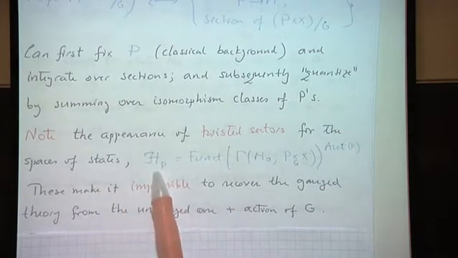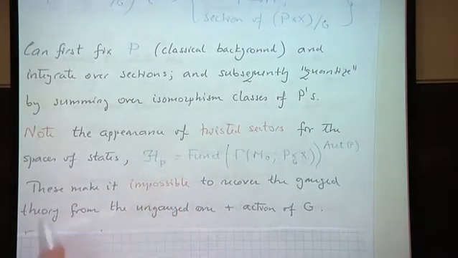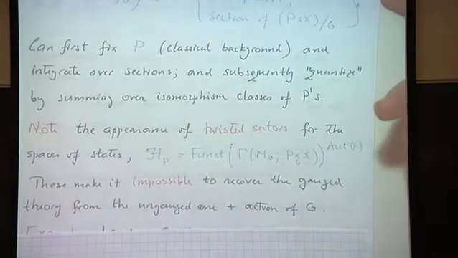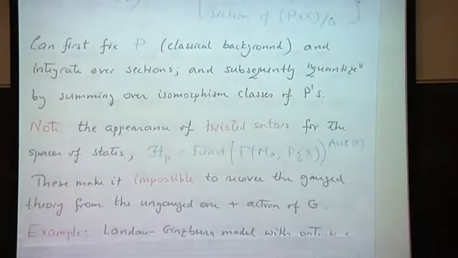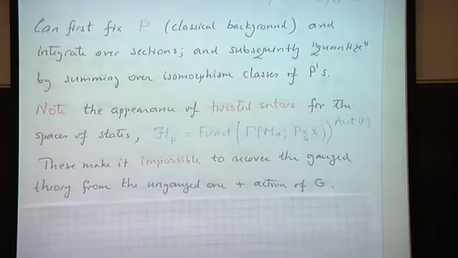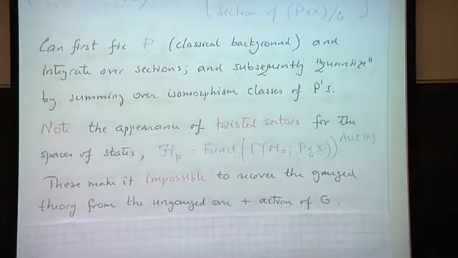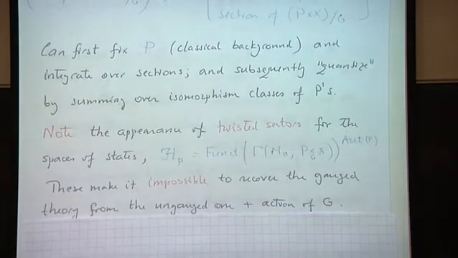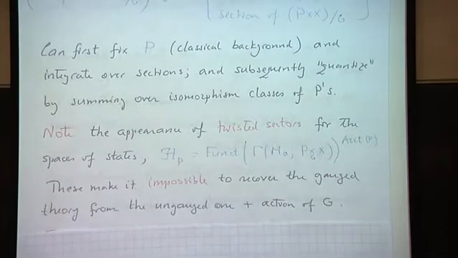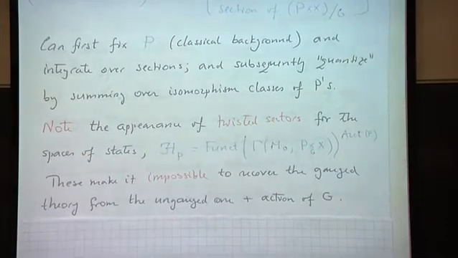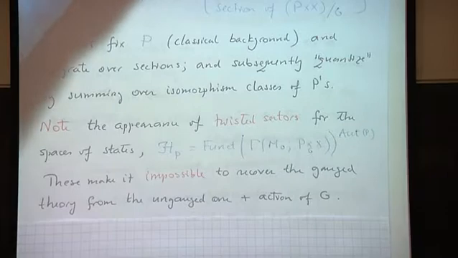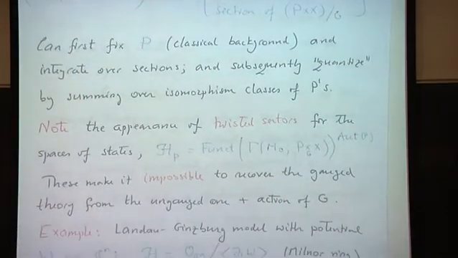The space of states is going to be the direct sum of these over all isomorphism classes P of principal bundles. So this makes it impossible to recover the quotient theory or the gauge theory just from the original one and remembering the action of G. Something's really missing in the story. There's some exception we'll see in a second in one-dimensional quantum field theory, and some exceptions in two dimensions in conformal field theory, but the one-dimensional exception is the interesting one.